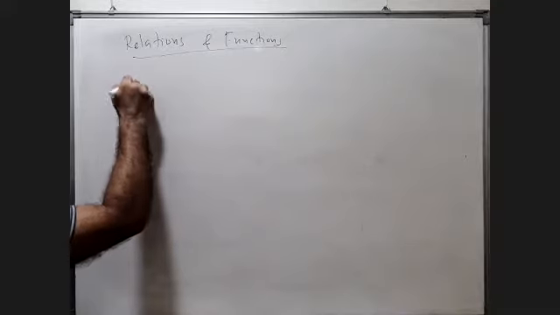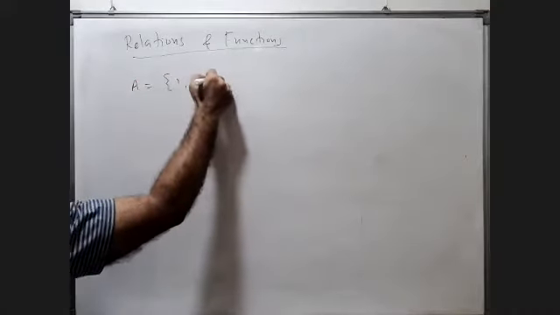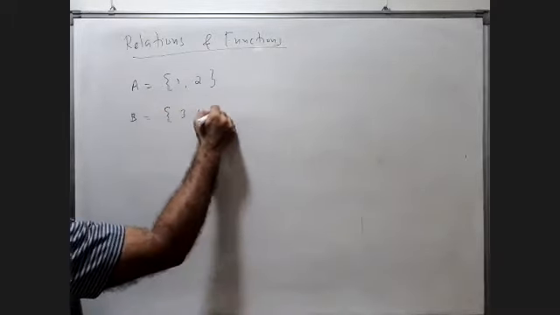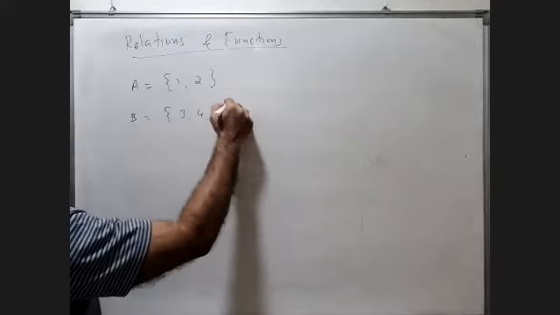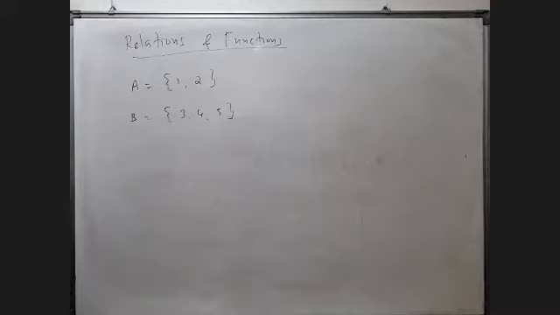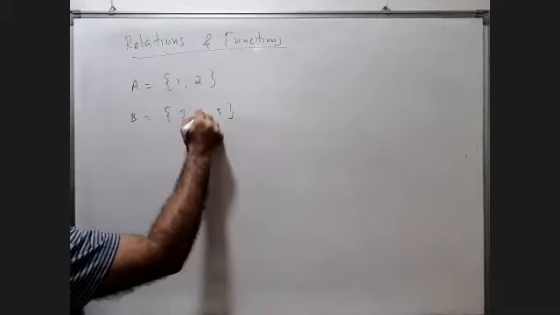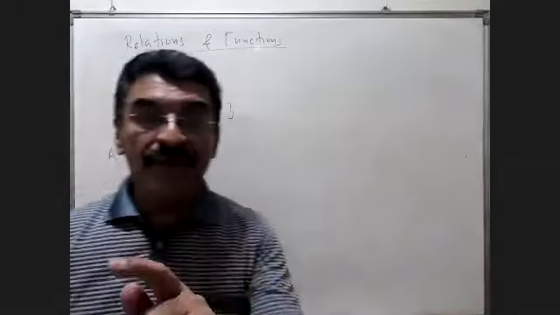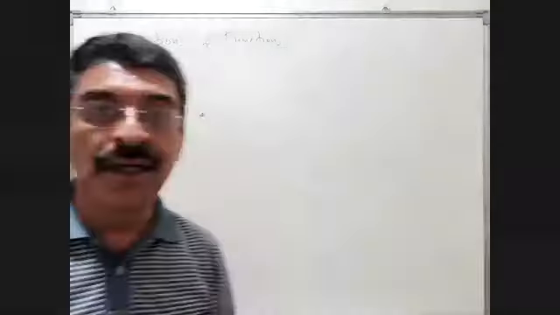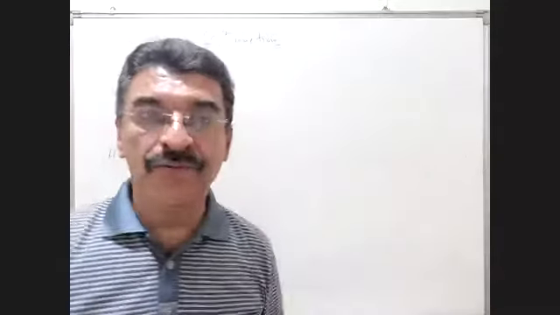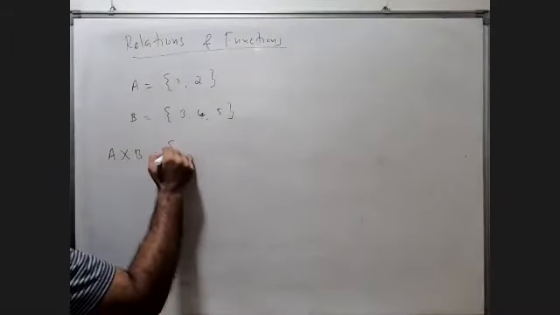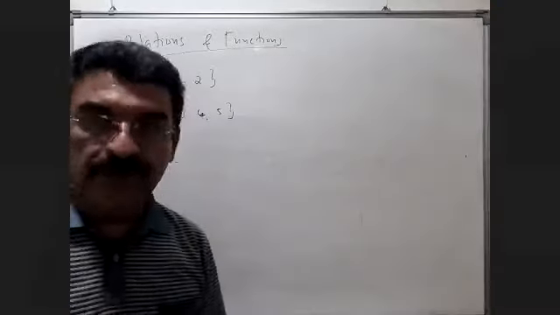See, before relation, I will write two sets. A is equal to 1, B is equal to 3, 4, 5. I have two sets A and B. Now see, we learned a product called A cross B. We will not read it as A multiplied by B. It is A cross B. We call it a Cartesian product. A cross B is nothing but the set of ordered pairs.